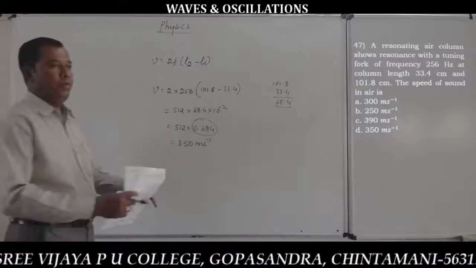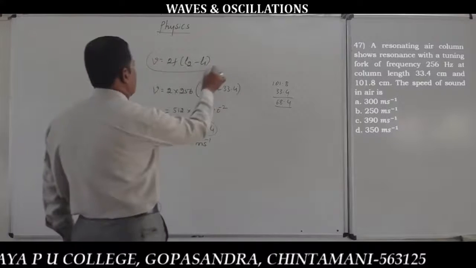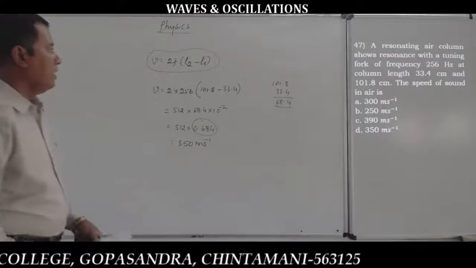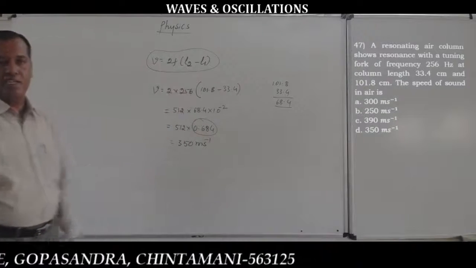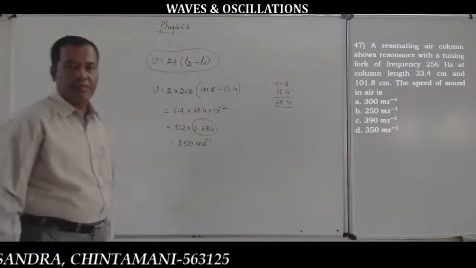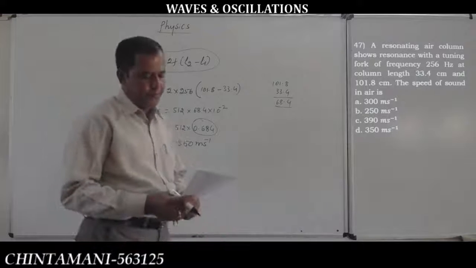This equation we generally use in the laboratory in the resonance column to find the speed of sound, where L1 is the first resonating length and L2 is the second resonating length. V is equal to twice F into (L2 minus L1).